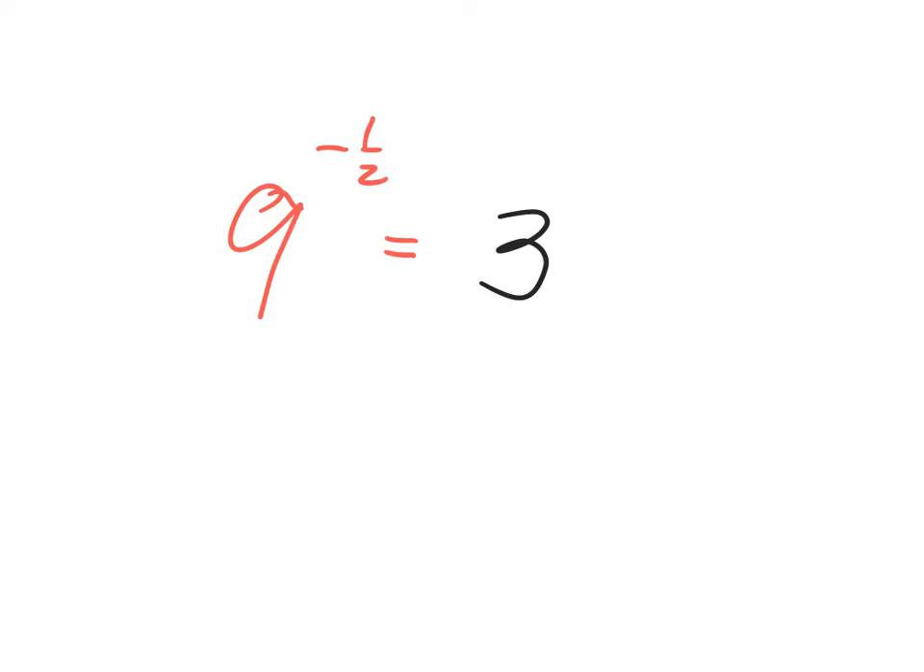3. Why 3? It's not 3. I'm not done, but why the 3? Because 9 to the 1/2, because that's really the square root of 9. And then what about the negative? That makes the answer a fraction. 1/3. Okay. All right. One last one like that.